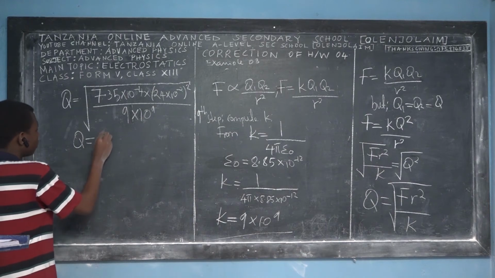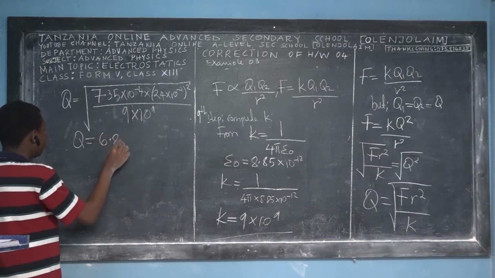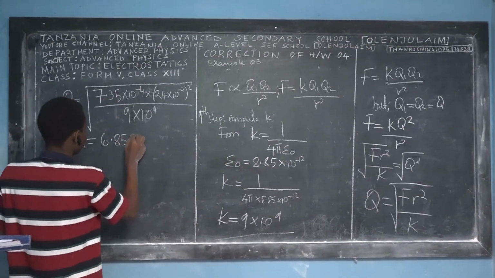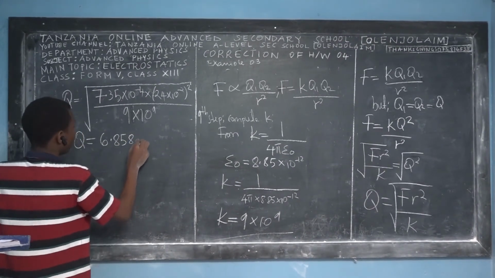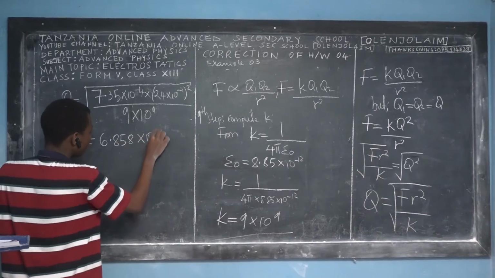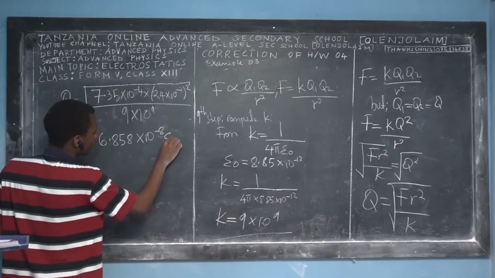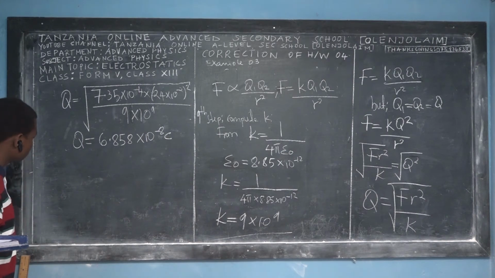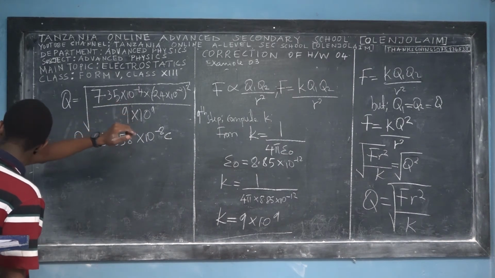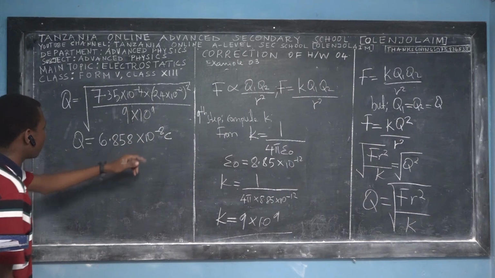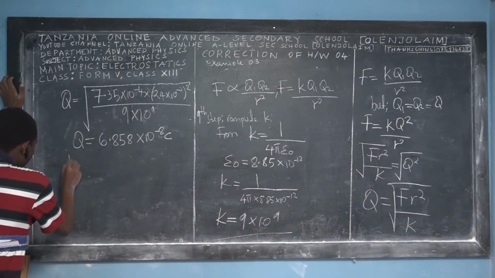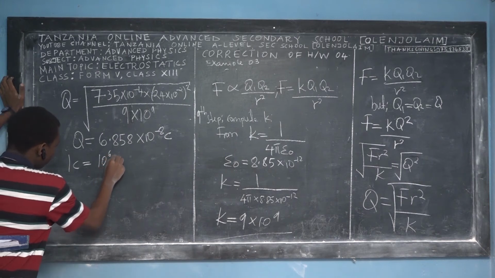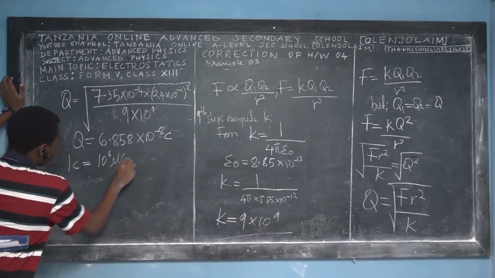Q is equal to 6.858 exponent negative 8 Coulomb. Again, we have to represent our answer in microcoulomb. We know that 1 coulomb is equal to exponent negative 6 microcoulomb.